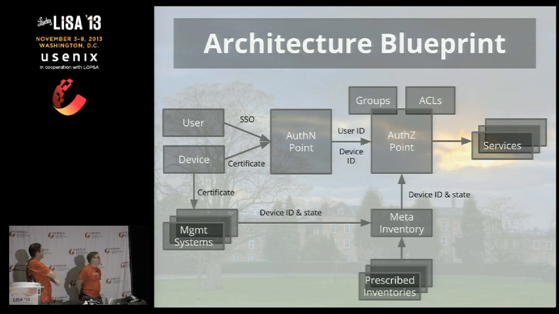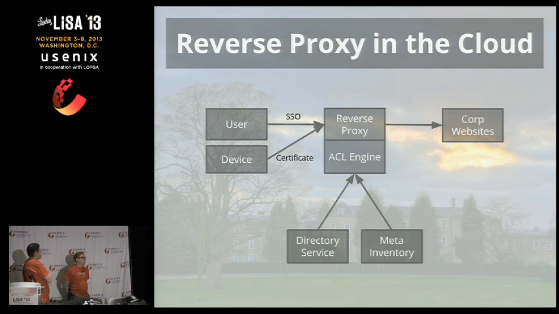Okay, so after you've gotten this overview about the blueprint, we want to show you an example of an implementation that we're currently working on at Google. On the left-hand side, you see the user authenticating via SSO and the device presenting a certificate to the reverse proxy, which is the front end to all corporate services and websites. The reverse proxy uses an ACL engine that looks up device state and user and group information in a directory service and in our meta inventory. The reverse proxy itself does not have a lot of logic about granting or denying access, but that is done by an external service.